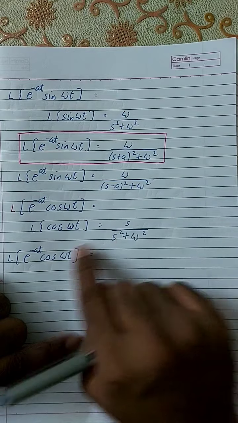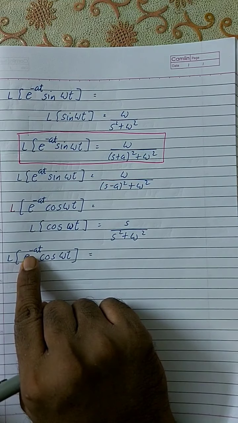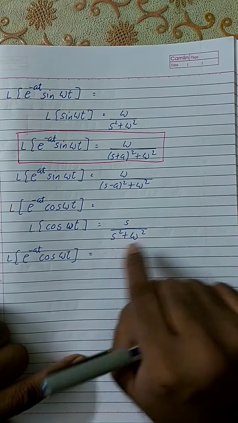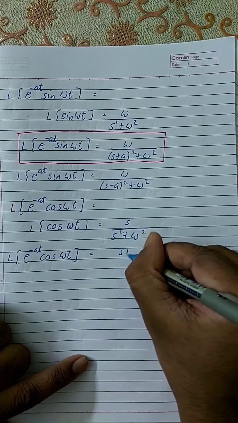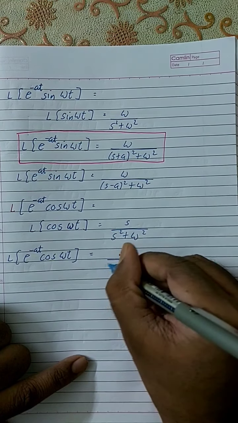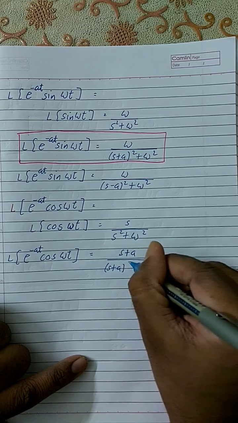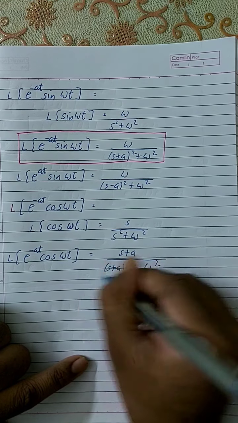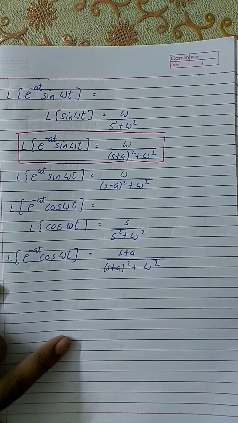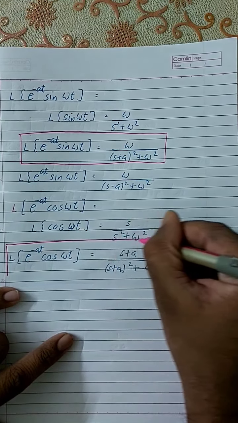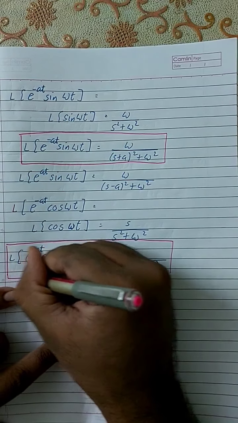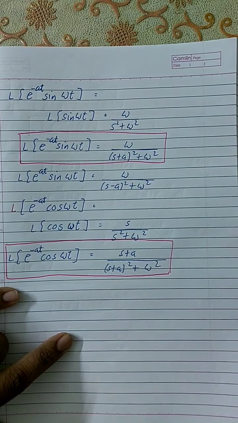Why is it s plus a? Because the power is negative, so it should be s plus a. So where is s? It's over here and over here. So this will become s plus a by s plus a the whole square plus omega square. This is another basic formula which you need to remember now.